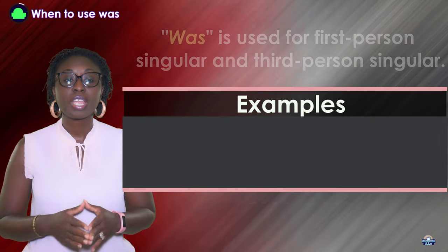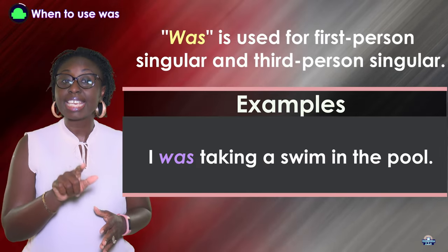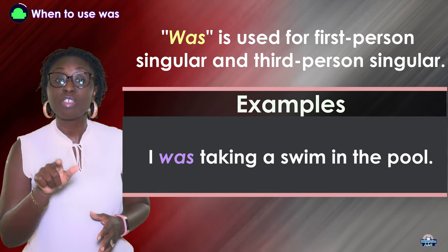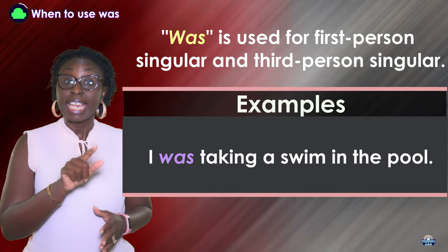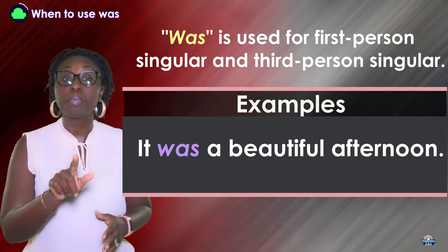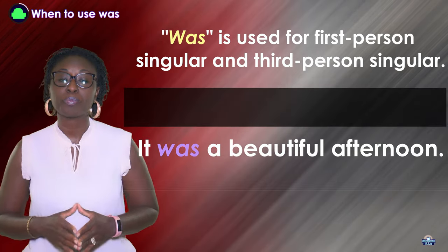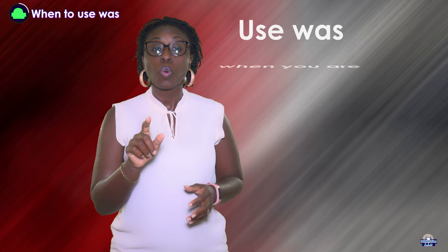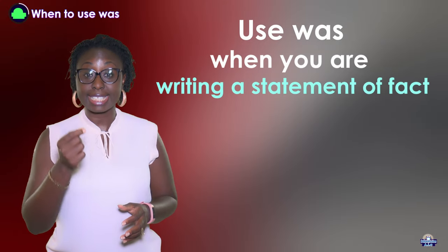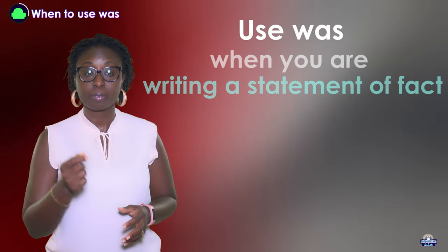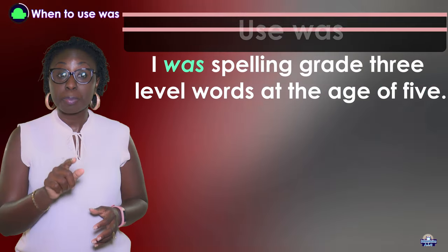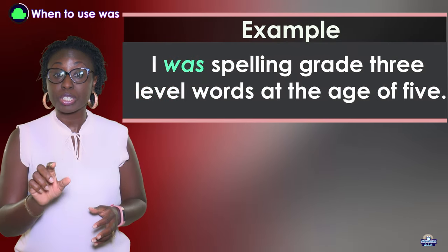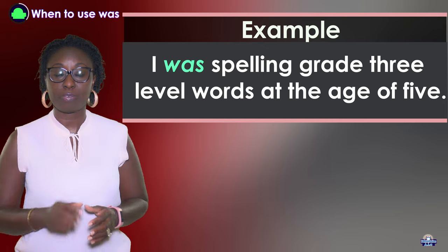Examples: I was taking a swim in the pool. It was a beautiful afternoon. Use was when you are writing a statement of fact. I was spelling grade 3 level words at the age of 5.